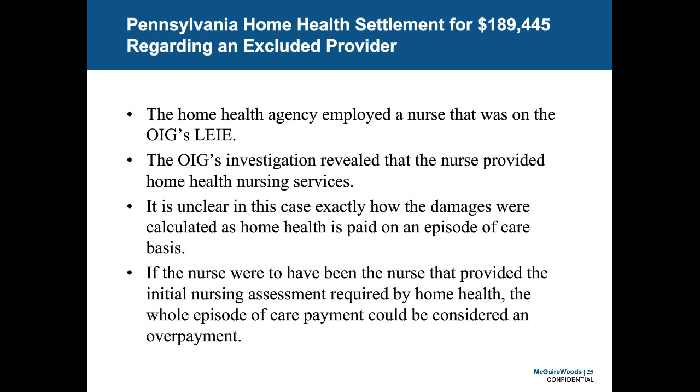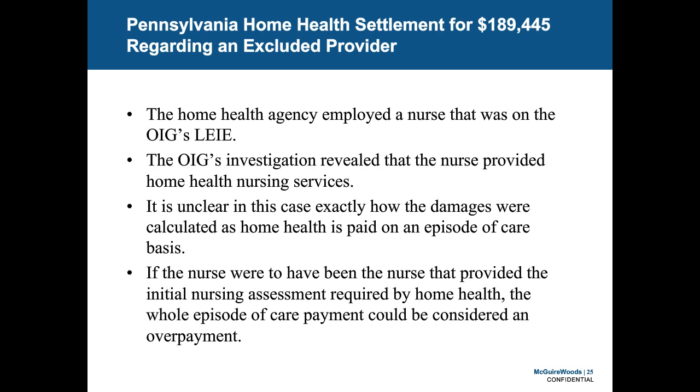Not only could you receive a CMP, but any services that were ordered, rendered, or that were payable, either directly or indirectly, by federal health care programs are considered an overpayment if they are related to an excluded provider. In this case, we had a home health agency that employed a nurse that was on the OIG's LEIE. The OIG's investigation revealed that the nurse did provide home health nursing services. Now, in this case, it can be sometimes hard to quantify the amount of the overpayment that the person has to pay back, because home health is paid under an episode of care, where you receive essentially one bulk payment for an entire episode of care.